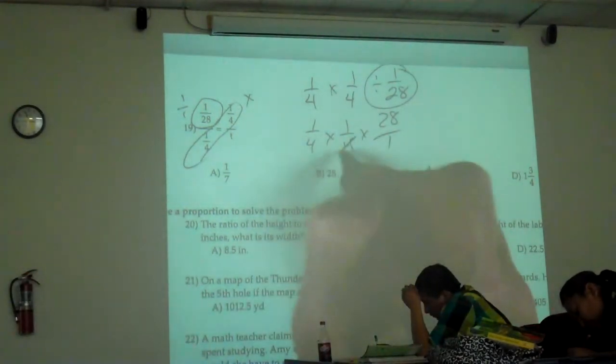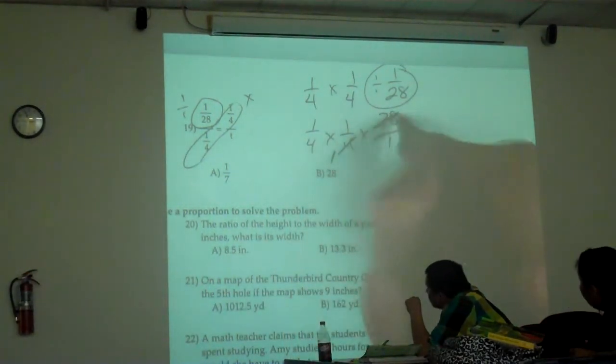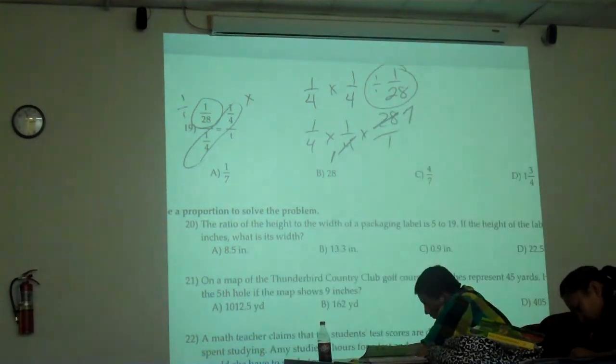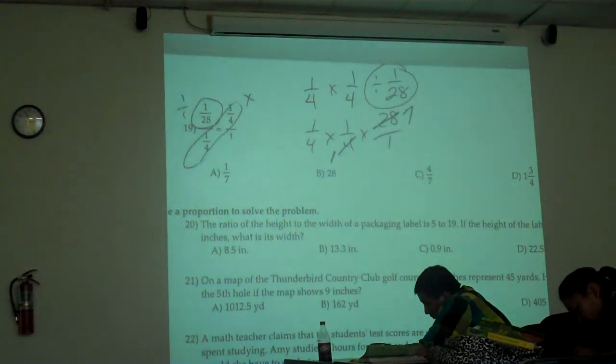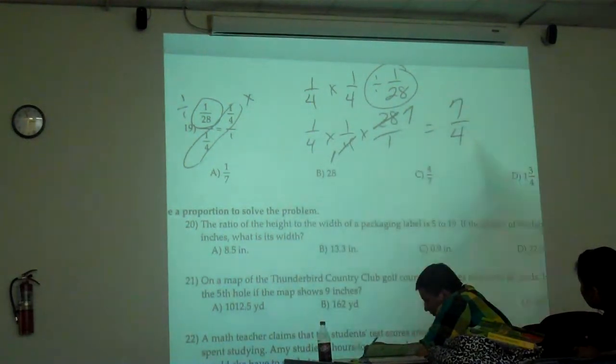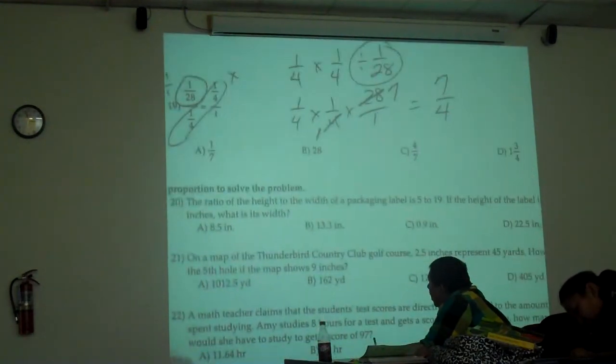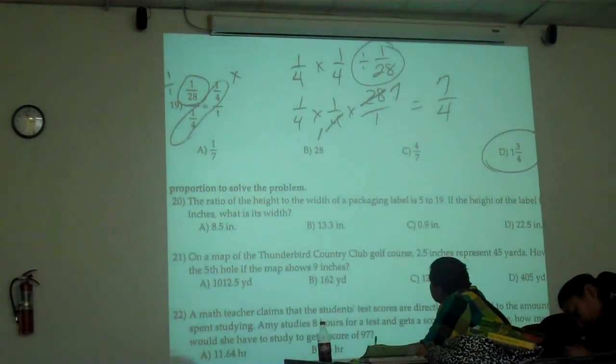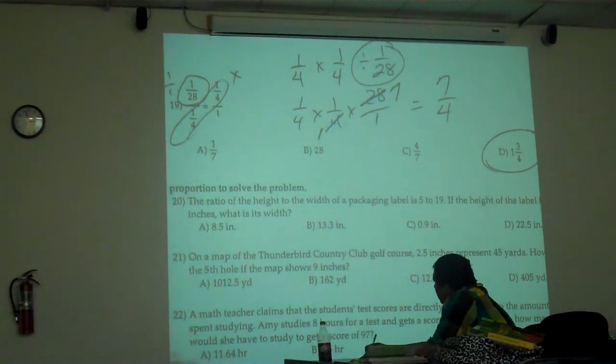Divide by 4 is 1. Divide by 4 is 7. 7 over 4, which is 1 3/4, right? Yep. You multiply, and where you can, you gotta divide it.